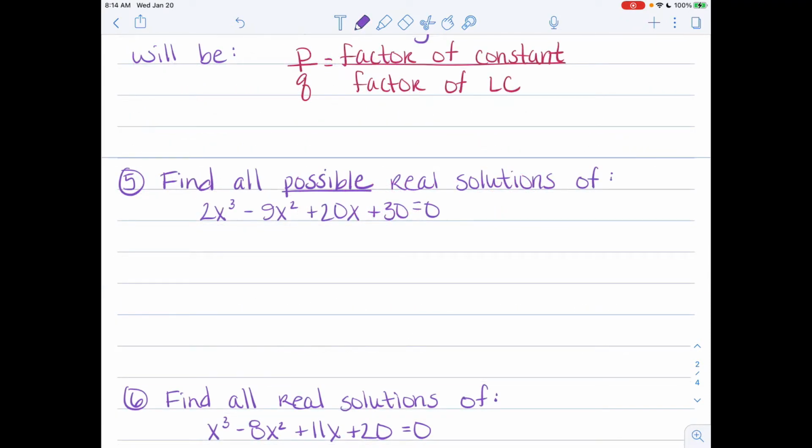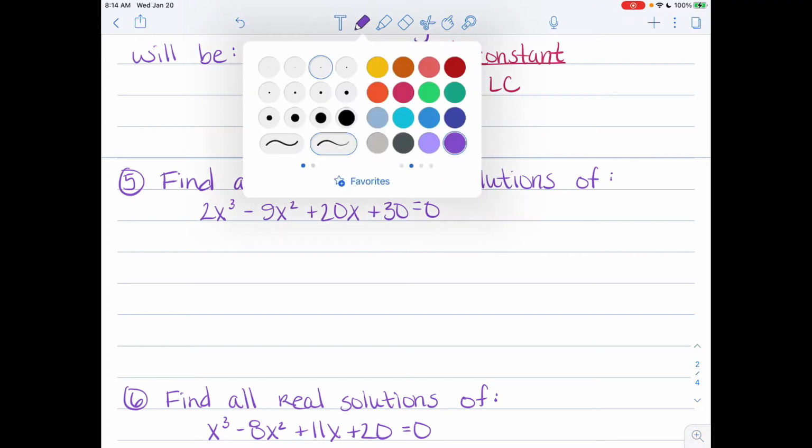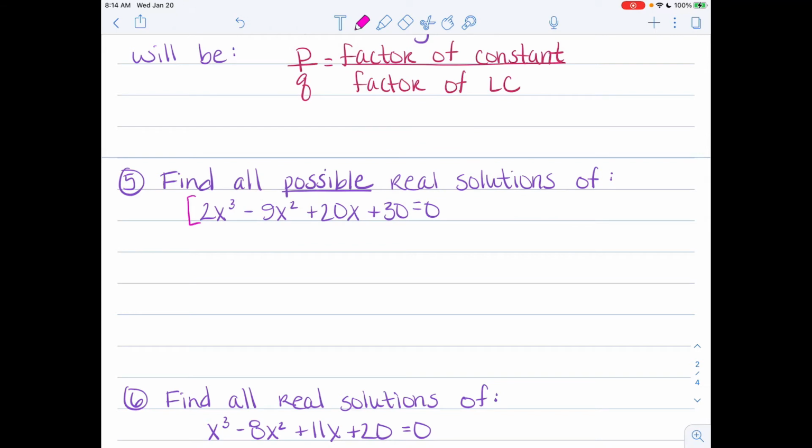Let's take a look at problem number 5. Notice that it has 4 terms, so what we would do here is try to factor with grouping. So I would group my first 2 terms together and my second 2 terms together, and then look for a GCF between the 2 terms. So I see an x squared, and I would have a 2x and a minus 9 left. And for the second one, I see a 10, and I would have a 2x plus 3 left.